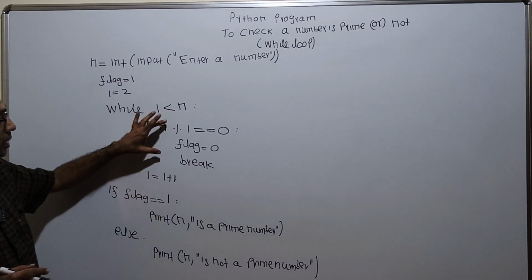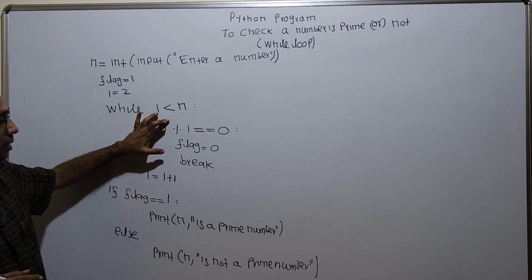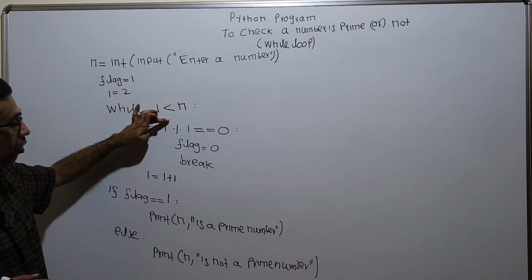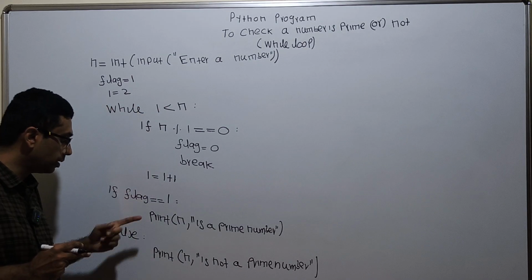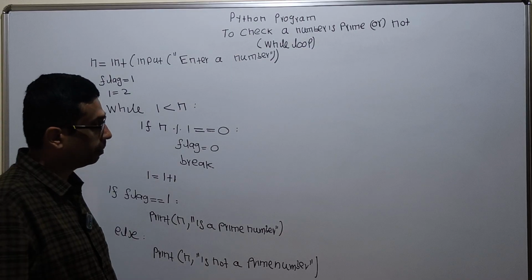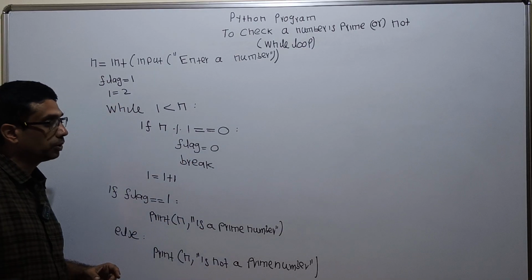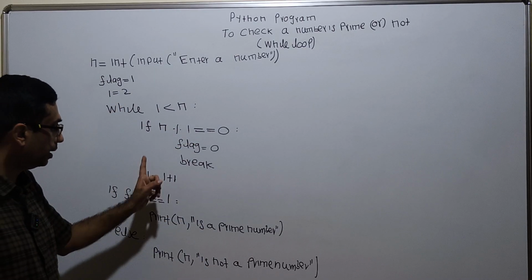Because the flag equals 1, this condition is never encountered. So n modulo I is never 0 for the I values 2 to n minus 1. If flag double equal to 1 is false, the control will come to the else statement and print n is not a prime number. That means this condition is encountered, flag has become 0, it is not 1.